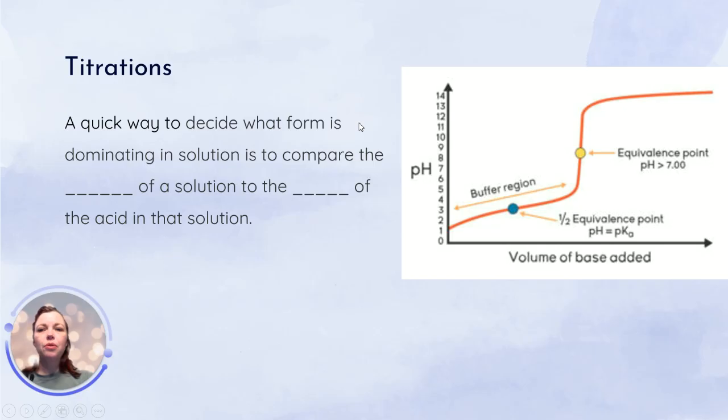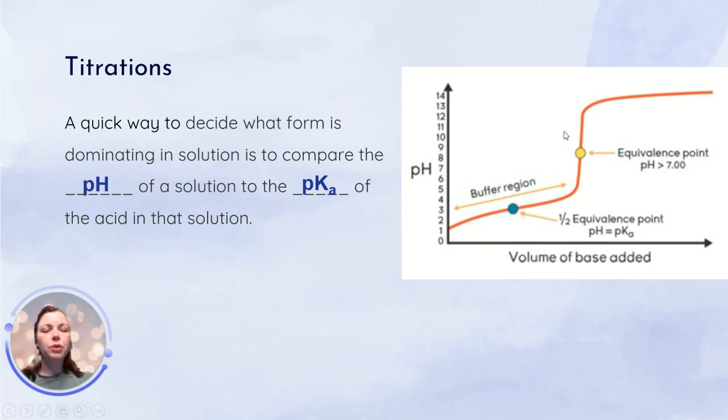There we go. So, a quick way to decide what form is dominating in solution is to compare the pH of a solution to the pKa of the acid in that solution. And as the title of this slide suggests, I think the easiest way to think about that is to think about a titration curve, okay?